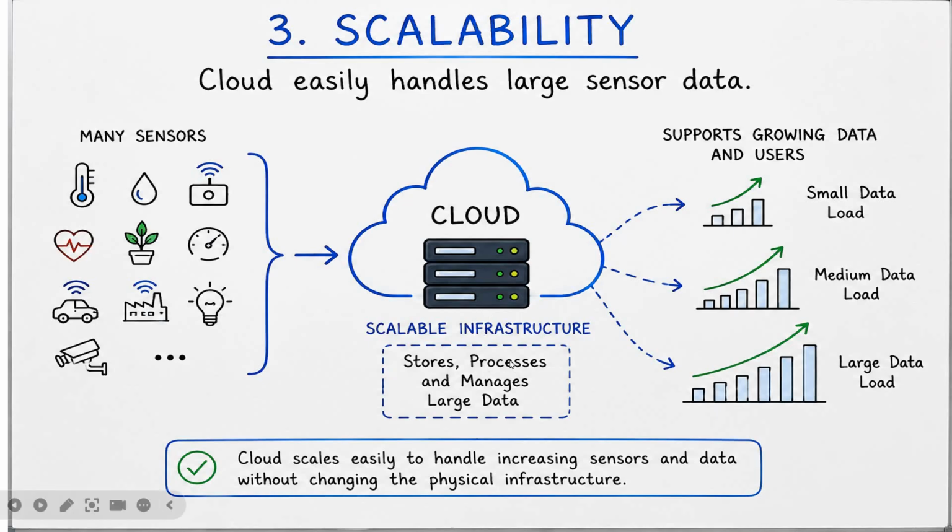So the cloud will store, process and manage the huge volumes of data efficiently, and this will help the system support growing workloads and real-time services smoothly. Now, for example, suppose in a smart city, there are thousands of sensors generating traffic, weather and pollution data. The cloud can manage all this data efficiently and provide the services continuously. So it supports the growing data and users, and also it can handle small, medium and large data loads.